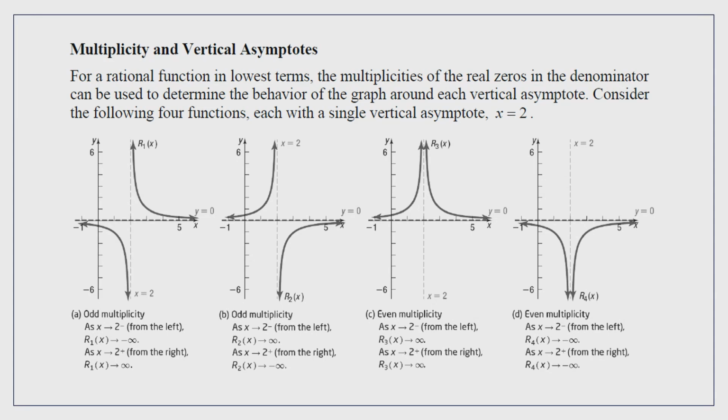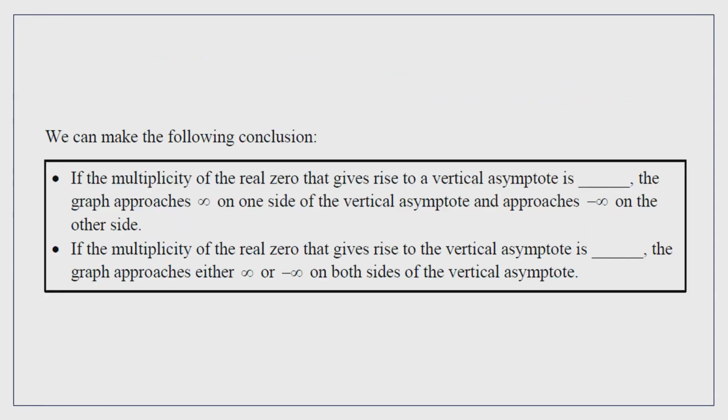Okay. So let's write this in conclusion. We can make the following statements. If the multiplicity of the real zero that gives rise to the vertical asymptote is odd, the graph approaches infinity on one side of the vertical asymptote and approaches negative infinity on the other side. If the multiplicity of the real zero that gives rise to the vertical asymptote is even, the graph approaches either infinity or negative infinity on both sides of the vertical asymptote. Okay.